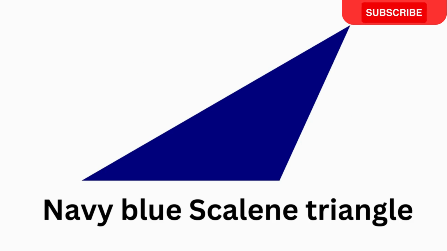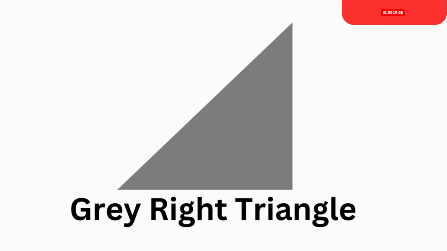This shape is a scalene triangle, and the color in scalene triangle is navy blue. This shape is a right triangle, and the color in right triangle is gray.